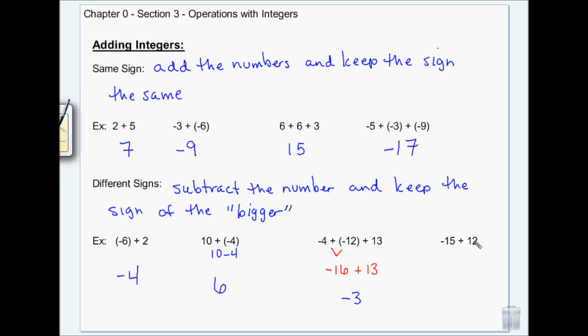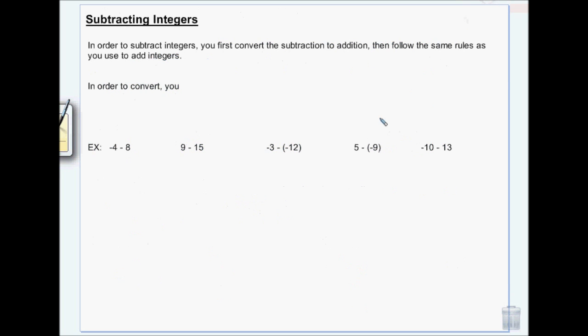And then negative 15 plus 12. Wow. 3, and it's negative. Really, if it works for you to not convert them, you don't have to convert, except for in one situation where you always have to convert. But what we do is we add the opposite. So we turn subtraction into addition. And we add the opposite. So instead of being negative 4 minus 8, it's the same thing as negative 4 plus negative 8.